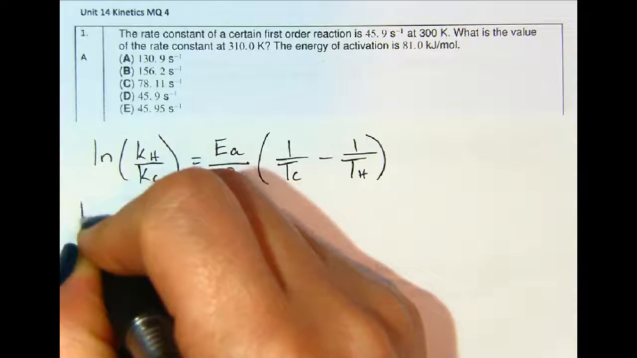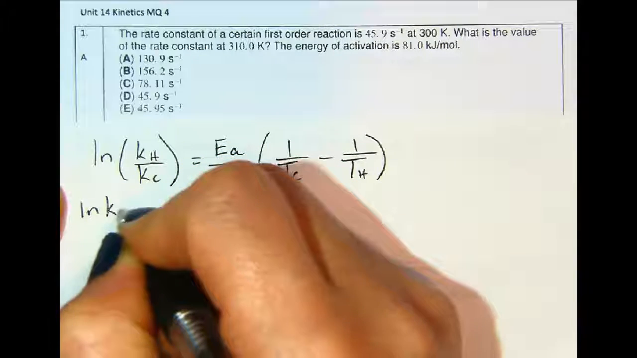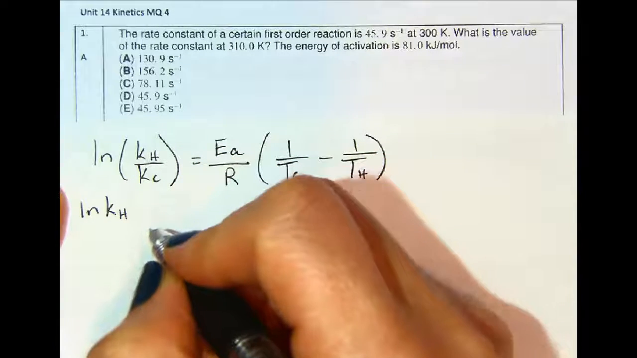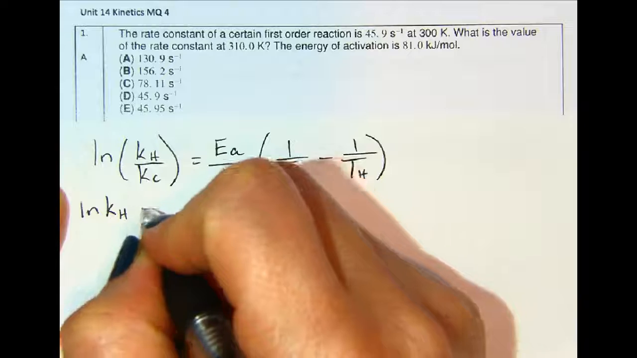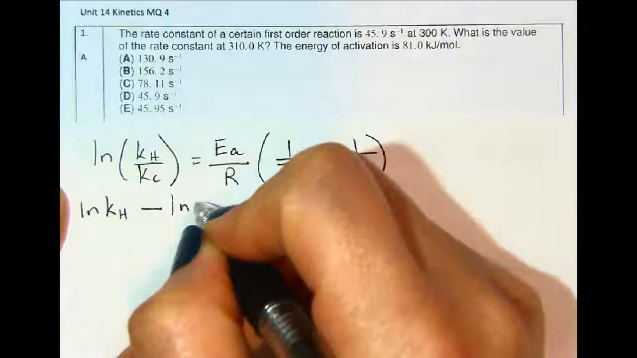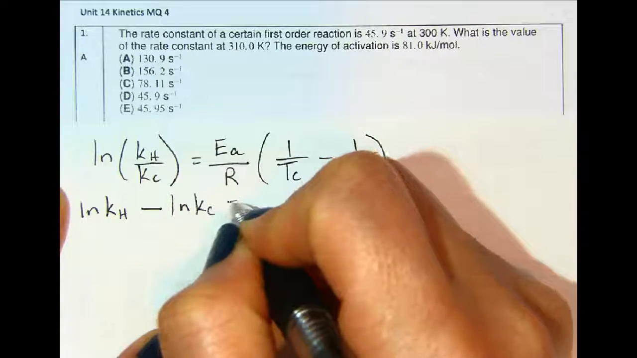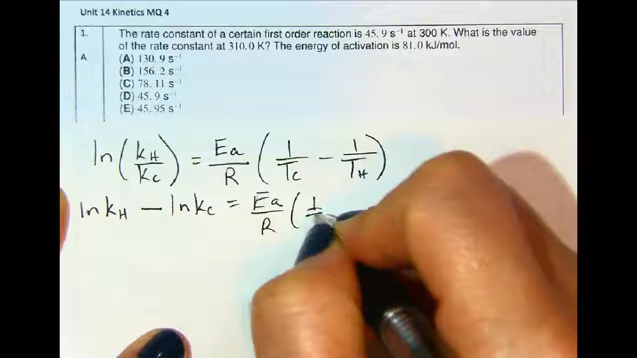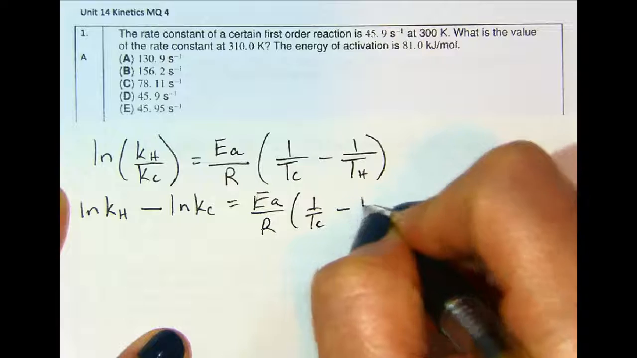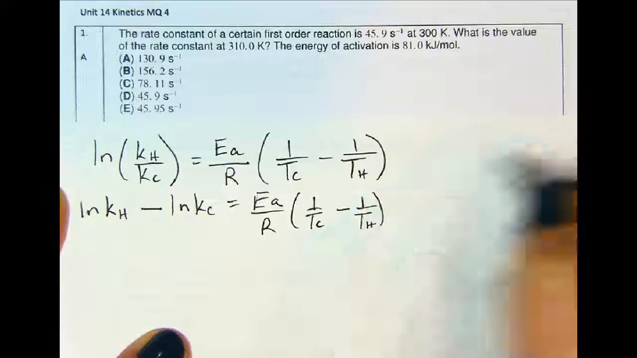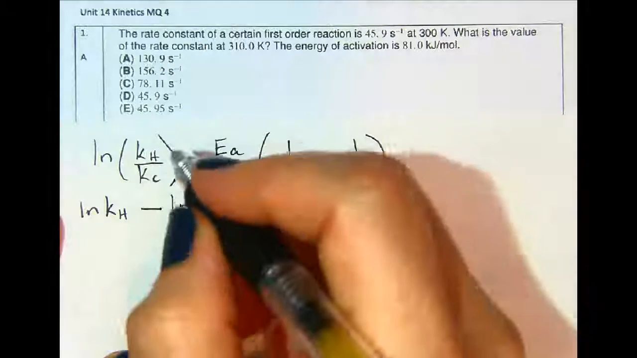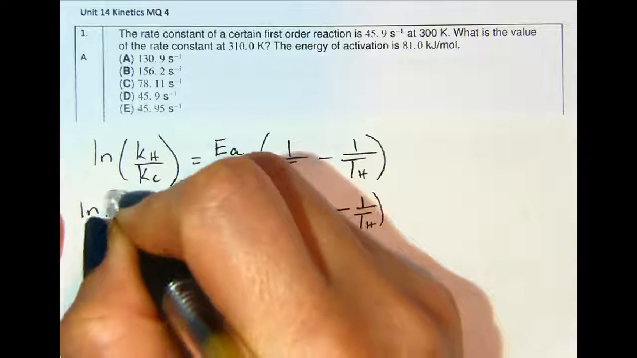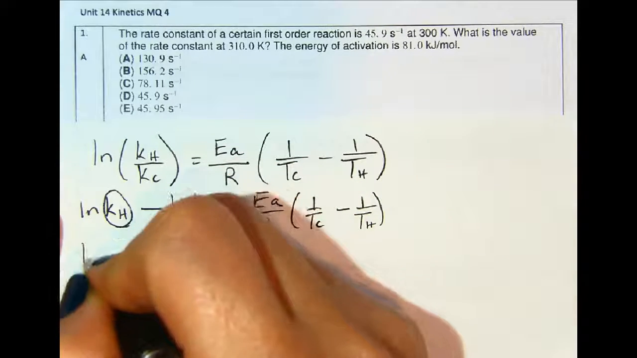The natural log of the numerator, which is the rate constant at the higher temperature, minus the natural log of the rate constant at the colder temperature is equal to, and then the rest of the equation can remain as is. Remember that Tc and Th are temperature cold and temperature hot. What I'm trying to solve for is Kh. So let's plug in what we know.